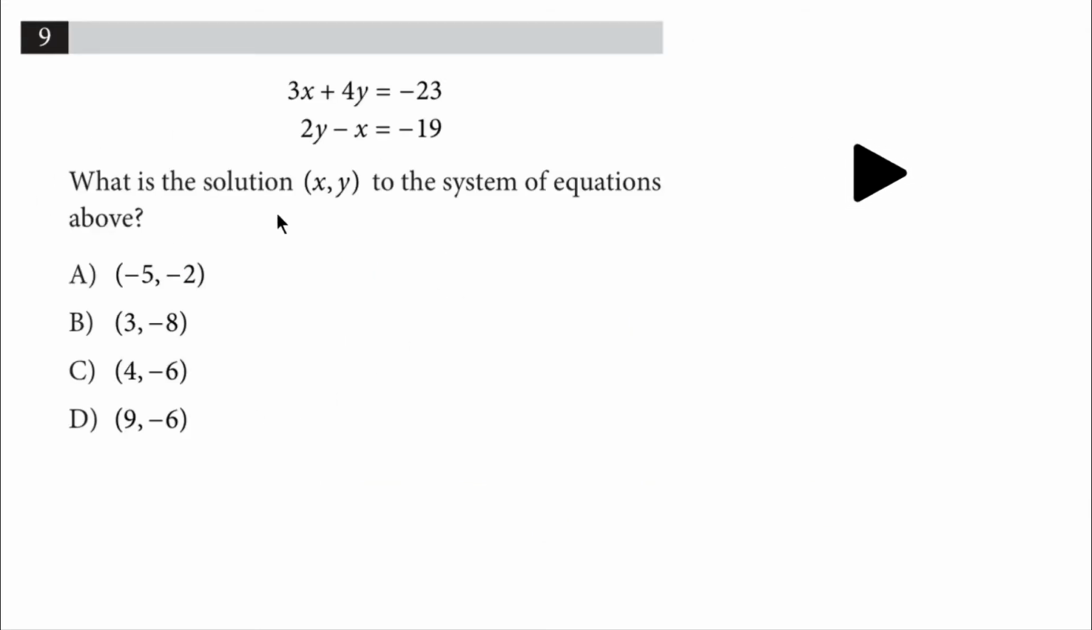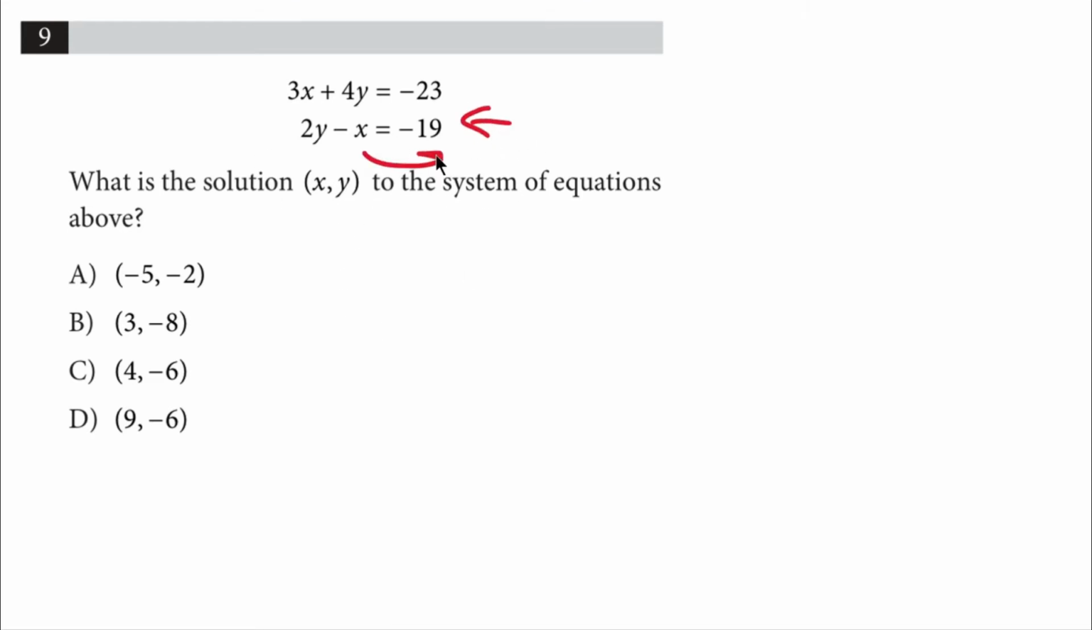What is the solution x comma y to the system of equations above? Now guys, you can do many things right here, and I will use the substitution method. Now, if you watched my SAT math course, you know that there's 3 ways of solving systems of linear equations. You could either graph them, you could also use elimination method, or you could use substitution method. Now let me quickly use a substitution method because it would be quite easy here. So let me first solve for x from this equation right here.